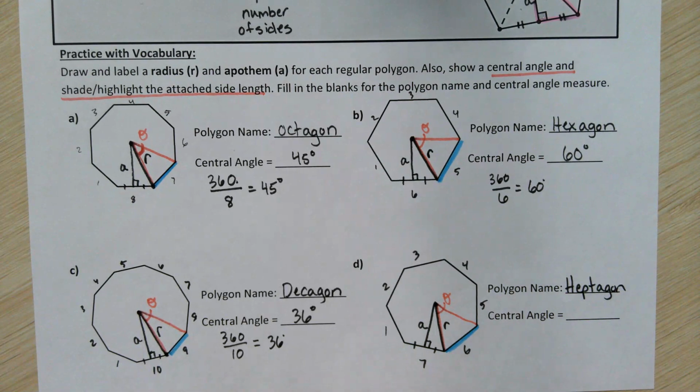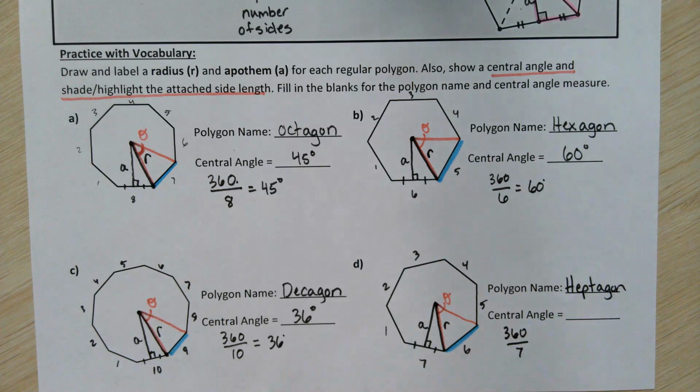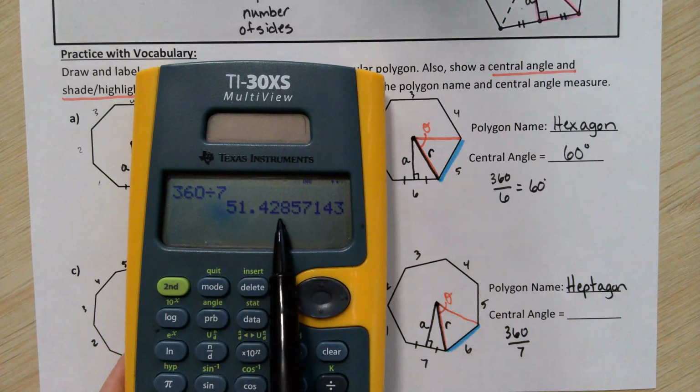And heptagons are a little bit bizarre because when we take 360 and we divide by 7, that does not turn out to be a nice number of degrees that's exact like all of the others. So we're going to end up with a decimal here. Sorry, my calculator is not cooperating. There we go. So that is our central angle.